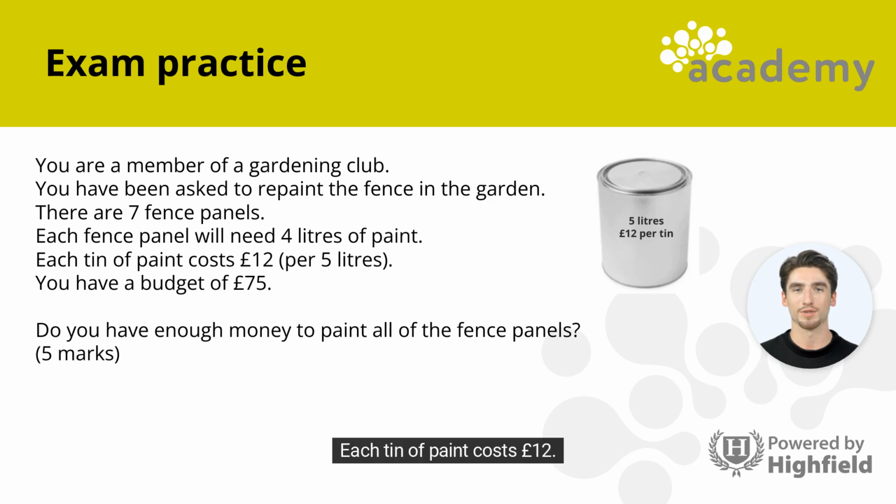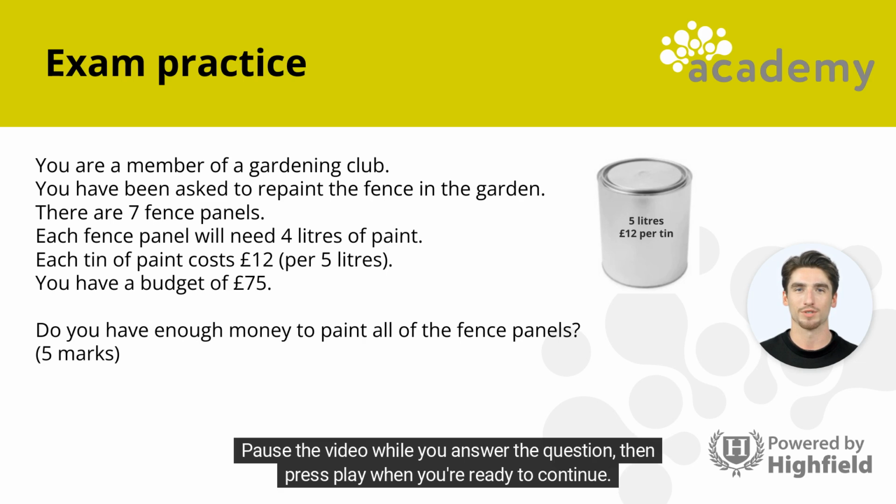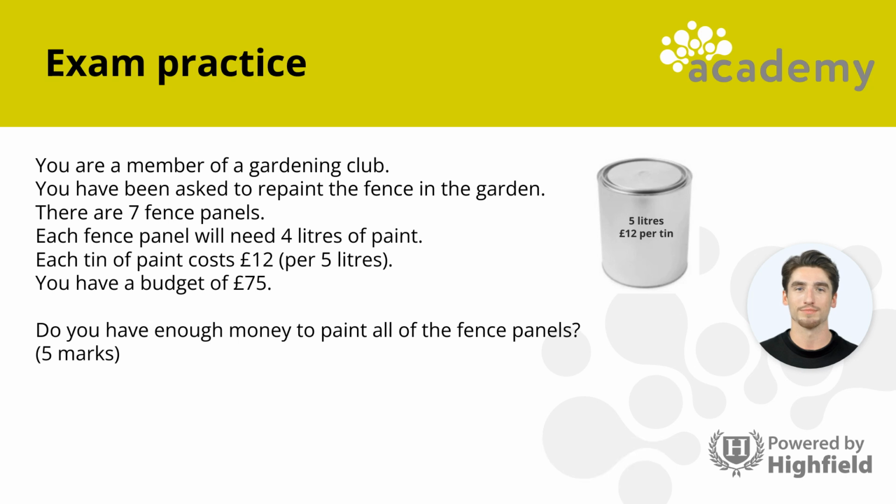Each tin of paint costs £12. There are 5 liters of paint in each tin. You have a budget of £75. Do you have enough money to paint all of the fence panels? Pause the video while you answer the question, then press play when you're ready to continue.